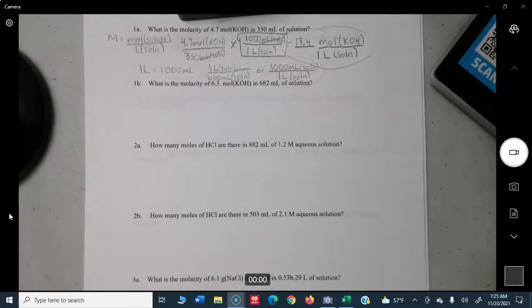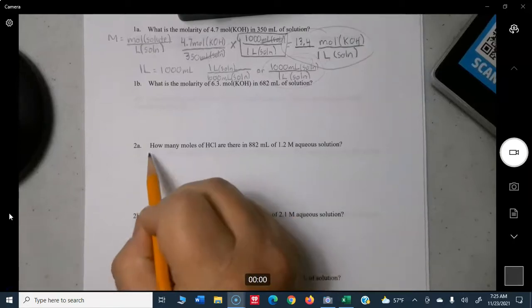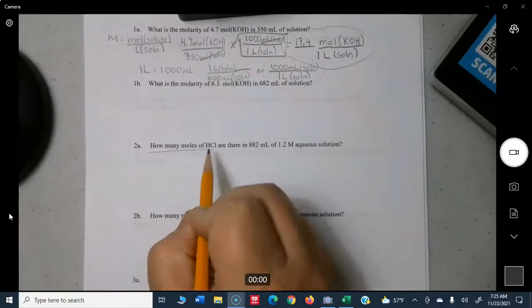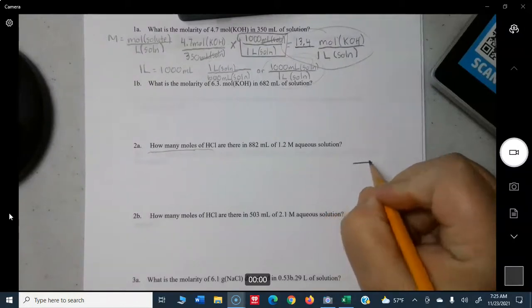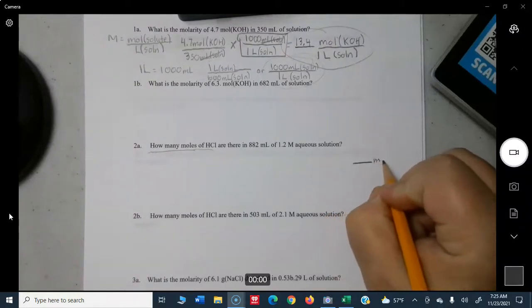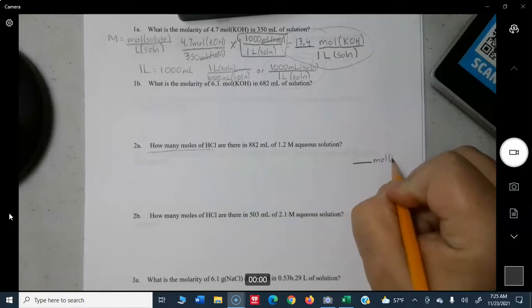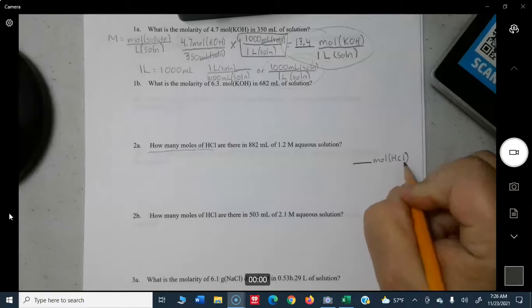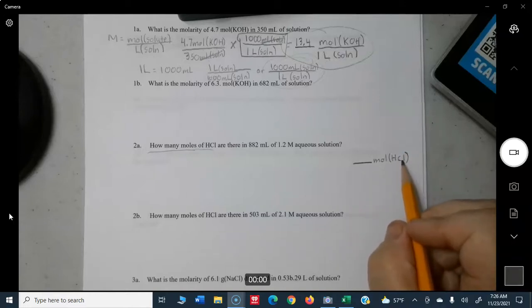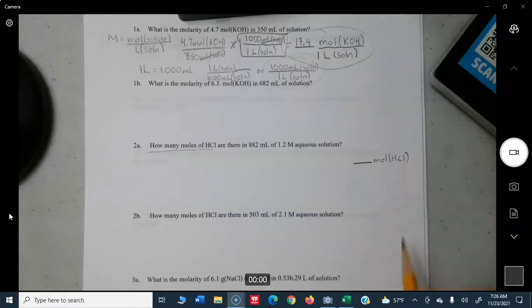Okay, 2A, let's move on. So it's how many moles, so this is what we're looking for, of HCl. Right away you can come down here. That's where your answer goes, and it's moles and substance. Remember, that's always Cl. It's not C1, it's not Ci. When you see a C followed by what looks like it could be an L, a 1, or an I, it's a Cl.